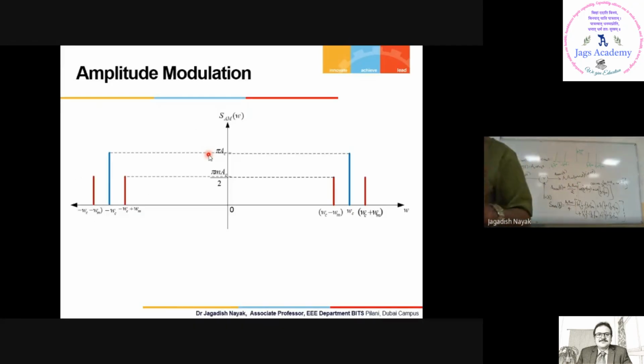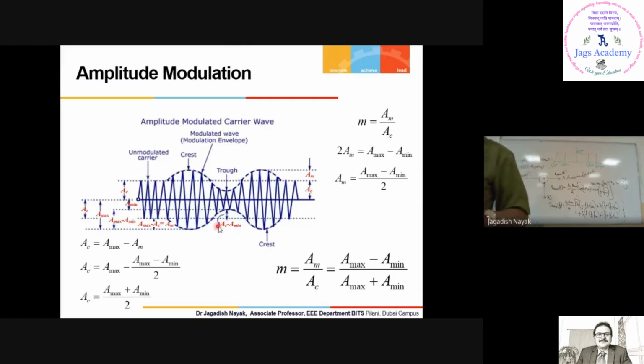That means in this waveform, it is possible to change the shape of this by varying AC. What happens if I vary AC in this particular waveform? This will come closer and further. Yes or no? If I vary AC, right? Now we don't say we are varying AC, but we say we are varying M, and that M is called the modulation index. Have you understood this? So if you vary the modulation index, this gap will vary.